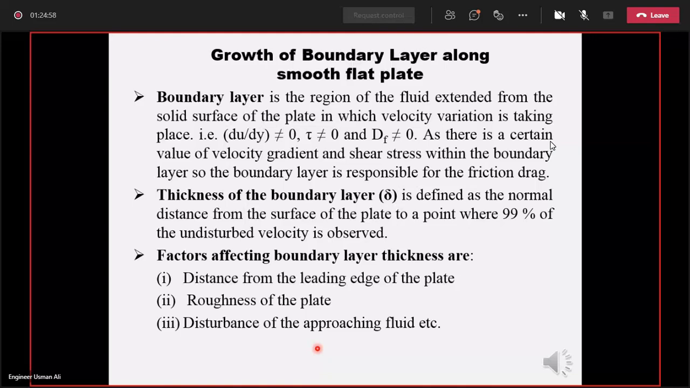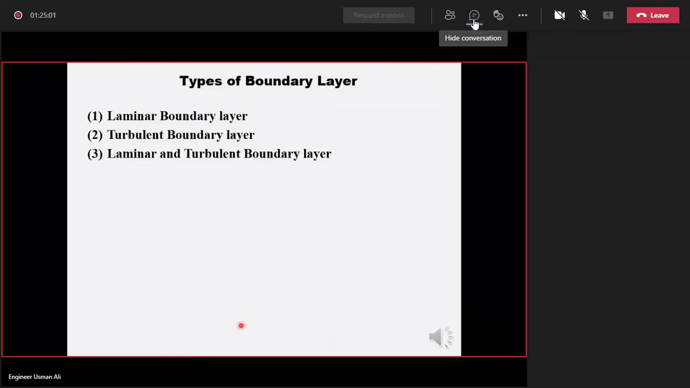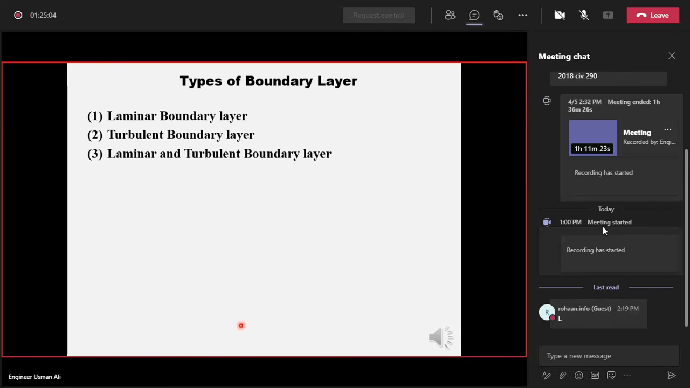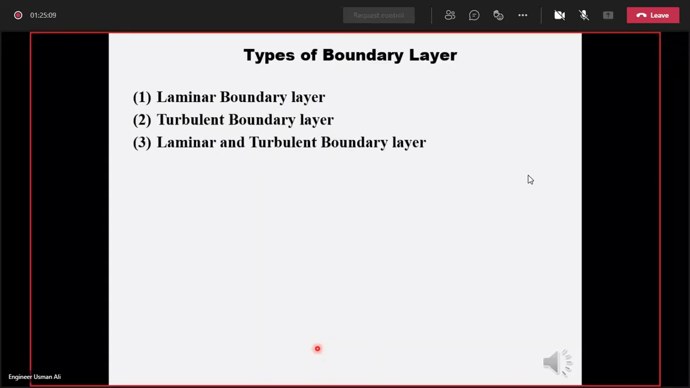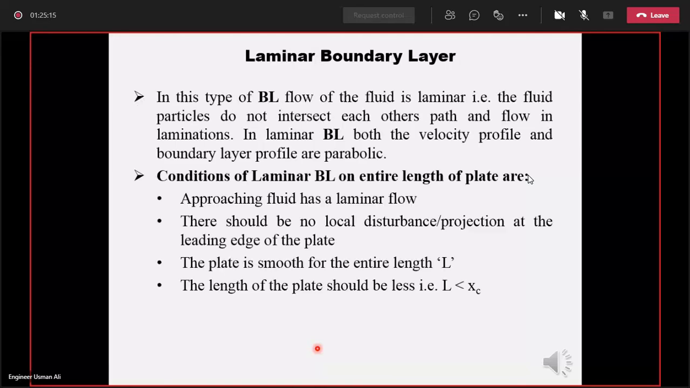फिर नेक्स्ट टाइम कंटिन्यू करेंगे। As I mentioned, there can be three possible types of boundary layer: laminar boundary layer, turbulent boundary layer, and laminar and turbulent boundary layer, and there is a transition in between. तो ये तीन तरह की possibilities हैं हमारे पास boundary layer के हवाले से। What is laminar boundary layer first?